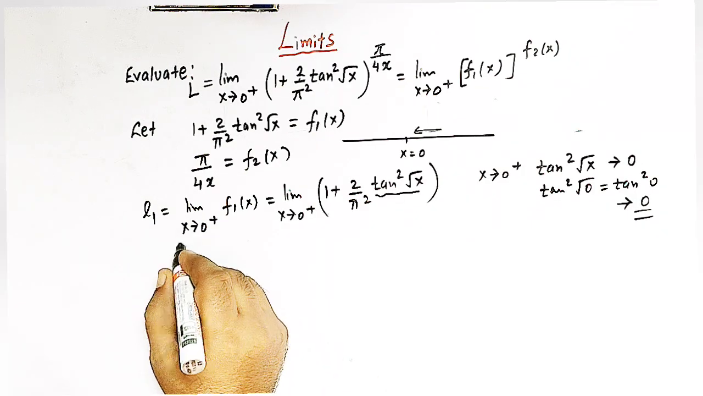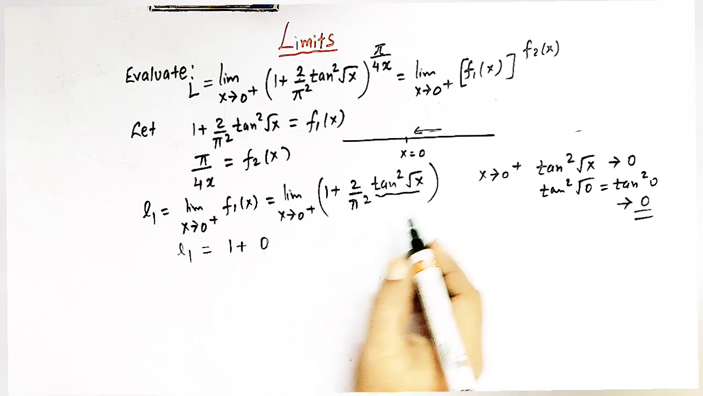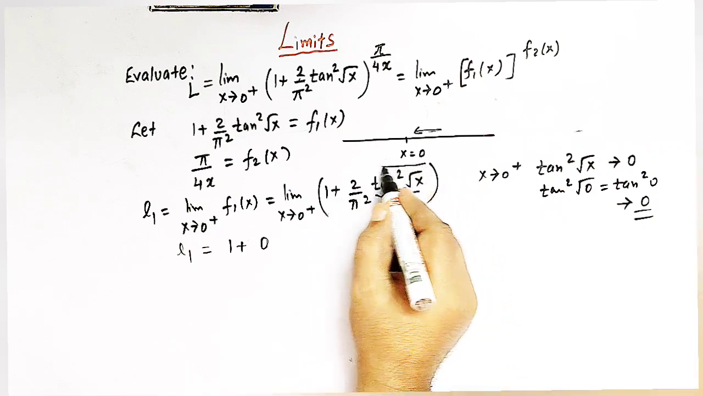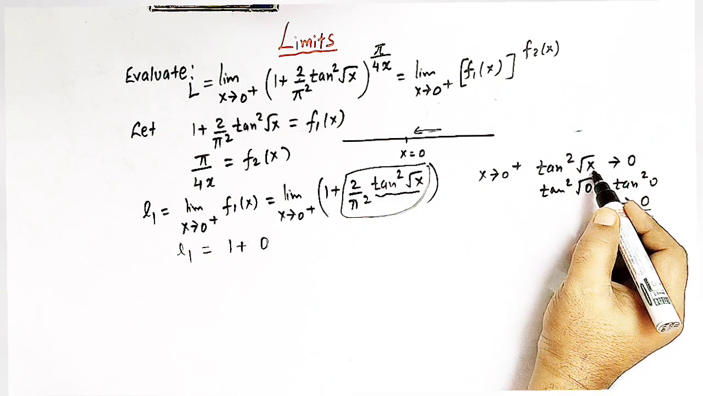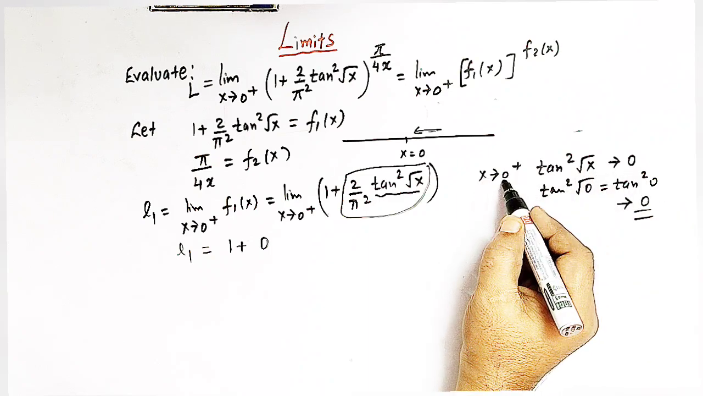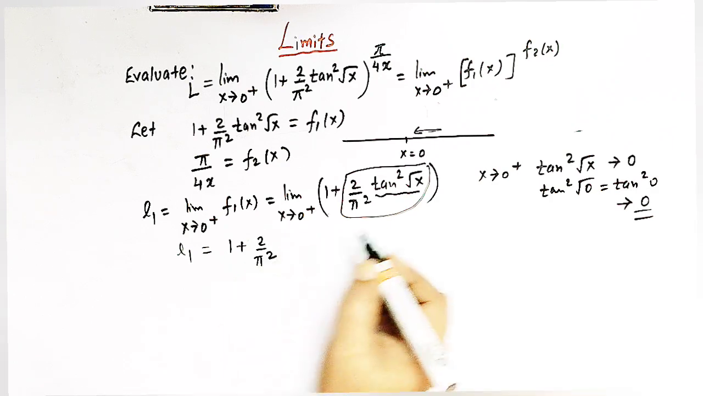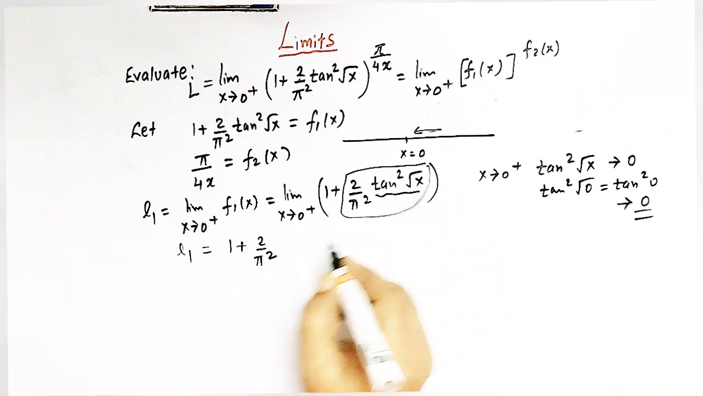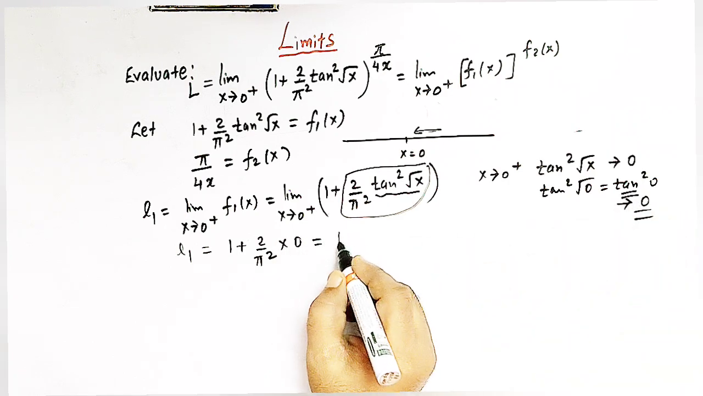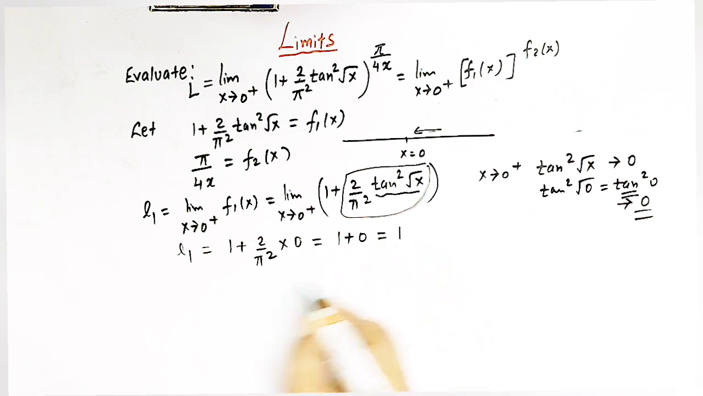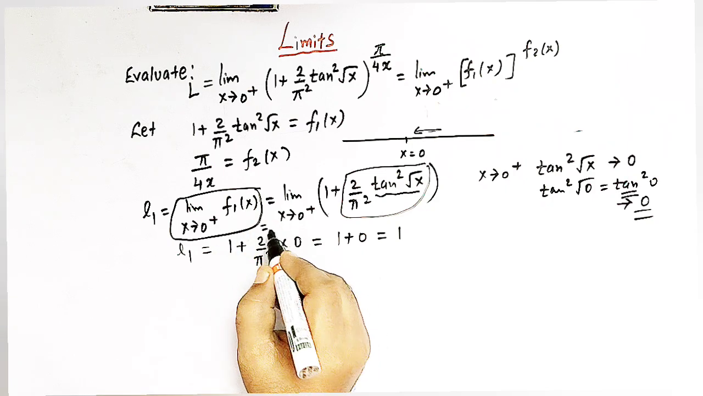So tan² of √0 is tan² 0, and this tends to 0. Now the value of this limit L1 is given by 1 plus 0, because this entire term 2/π² tan²√x tends to 0 as we have seen. So this is 1 plus 0, that is equal to 1. So the value of this limit is equal to 1.